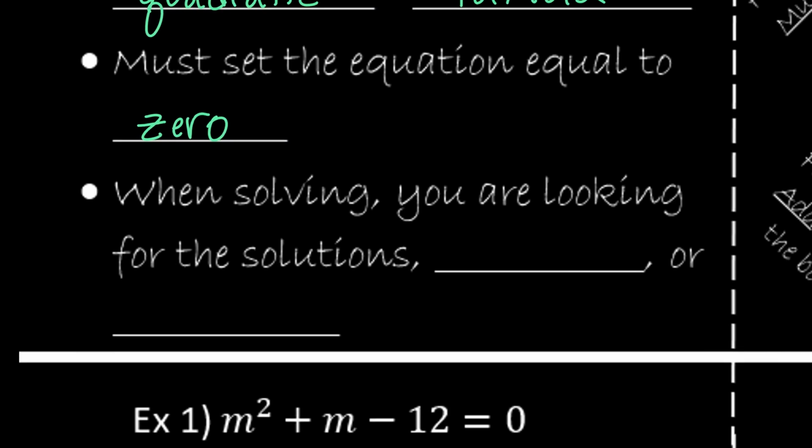And when solving, you're looking for the solutions. What's another word for a solution of a quadratic? The solutions are the one starts with a Z. Zeros, yes, the zeros. Or the second one starts with an R. Roots.